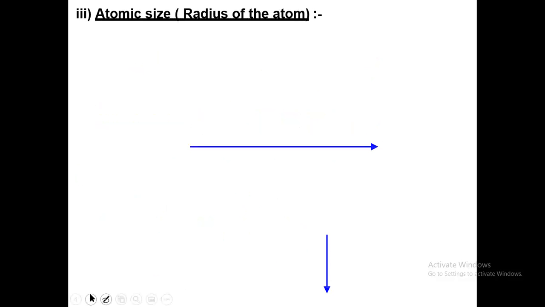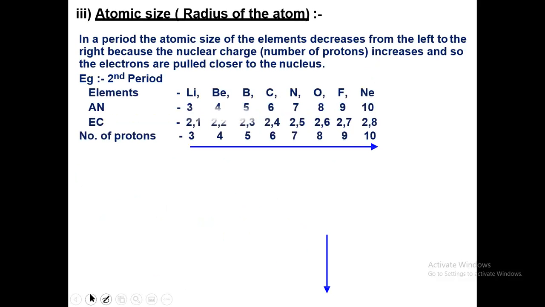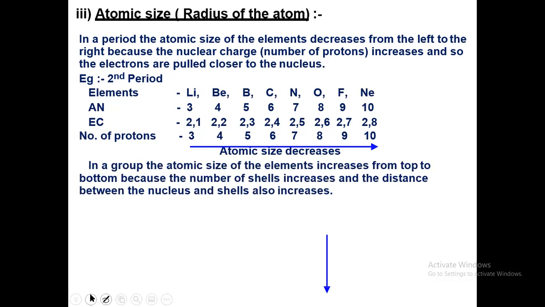Atomic size. In the periods, the atomic size of elements decreases from left to right because nuclear charge increases and so the electrons are pulled closer to the nucleus. In the second period, these are the elements and this is the electronic configuration. The number of protons is increasing. If the number of protons increases, then automatically the atomic size will decrease in the case of periods.